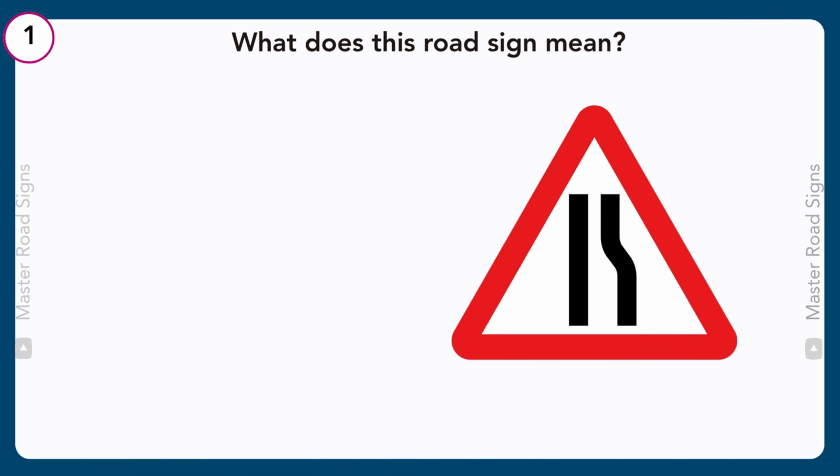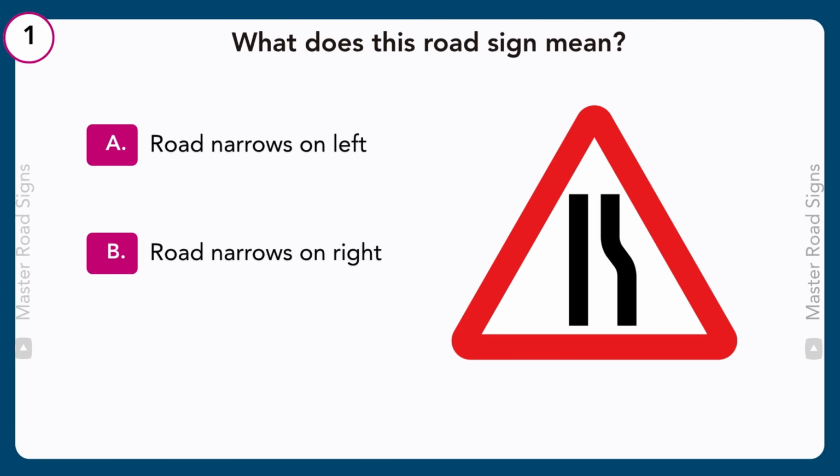What does this road sign mean? Option A, road narrows on left. Option B, road narrows on right. Option C, two-way traffic ahead.